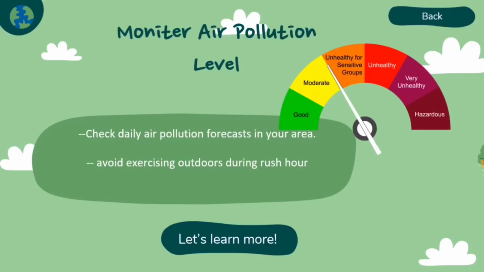Next is to monitor air pollution levels. Before going out or engaging in outdoor activities, please get into the habit of verifying the air quality index in your area. In this way, you can determine whether you should take precautions or avoid polluted areas to safeguard your health. You can check the air quality index from local radio or any reliable online source. Also, try to avoid exercising outdoors during rush hour.